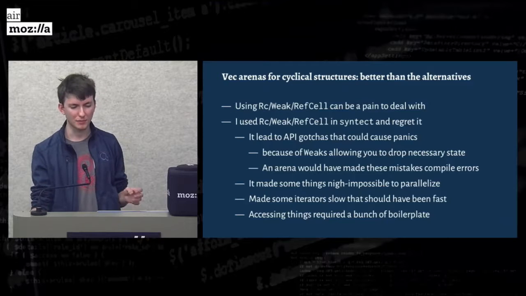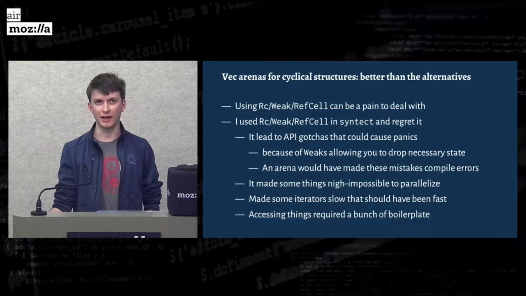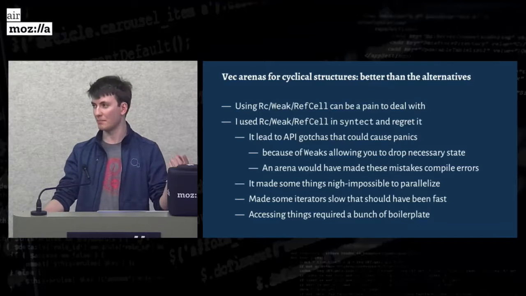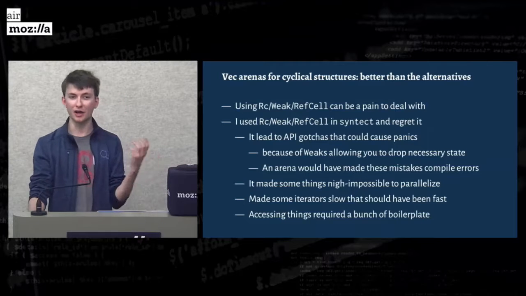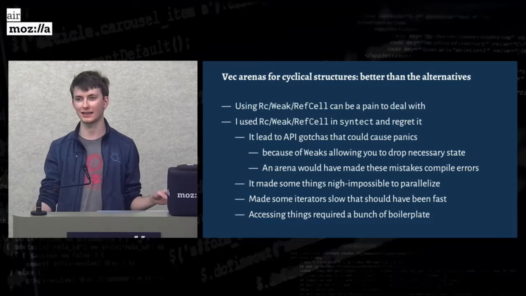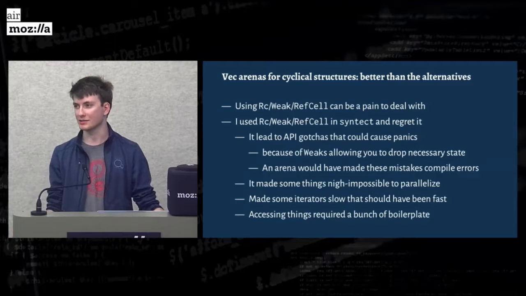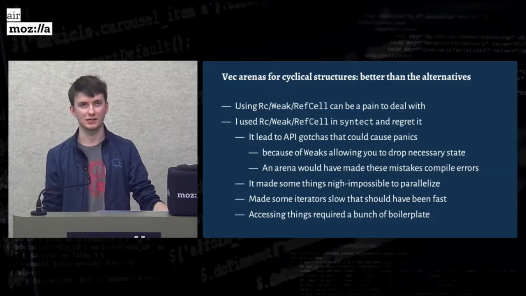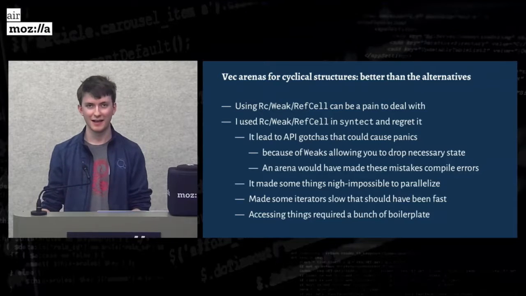Another problem it led to is that it made some things impossible to parallelize. Rc, Weak, and RefCell are all very single-threaded. You can use Arc to make your reference counting multi-threaded capable, but then for RefCell, you instead need to use mutexes. And while I could have done that with a straightforward replace, it would have made the entire syntax highlighter ungodly slow. So that just wasn't an option. And so right now you have to duplicate all your syntaxes for each thread in your thread pool, which is not great. But fixing it would require refactoring all of syntax to use Vec arenas.